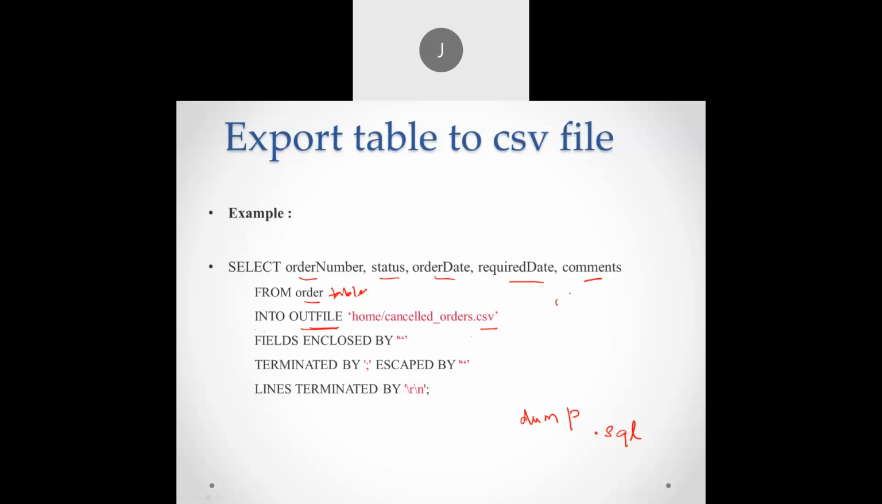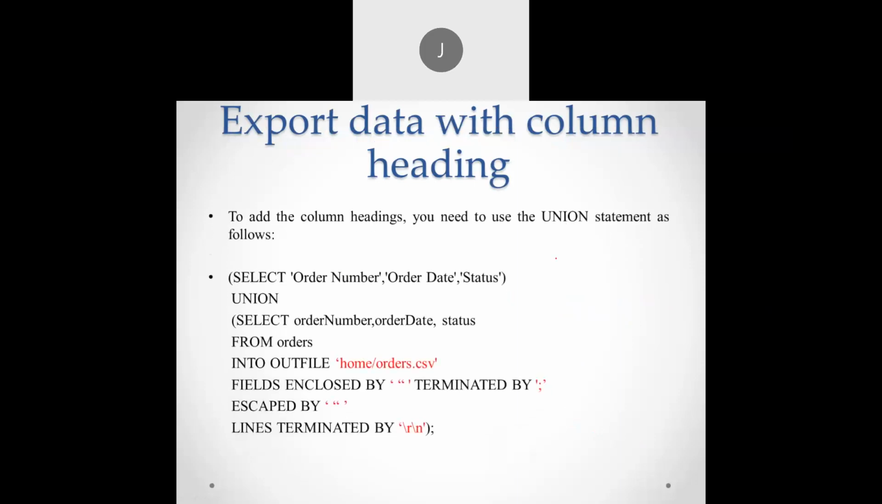Those will be enclosed by quotes, terminated by semicolon, each value like Peter in quotes, terminated by semicolon, and escaped by double quotes. This is the starting, and escaped by double quotes is the ending of the quotes. Lines terminated by new line feeds, backslash n. I'll show a demo, then it will be clear, don't worry. To add column headings you need to use the union statement as follows.